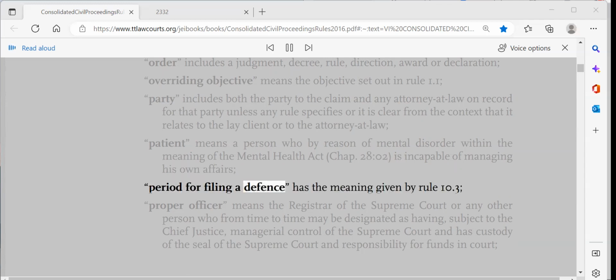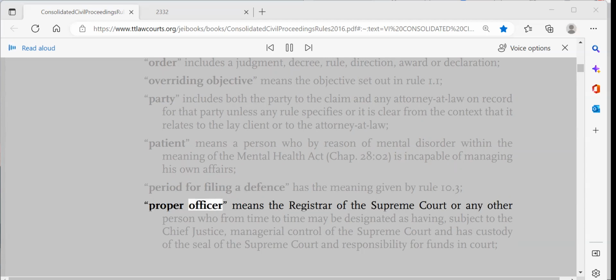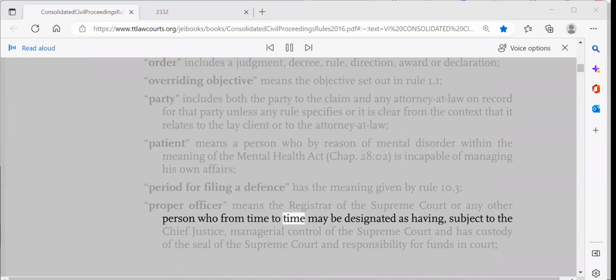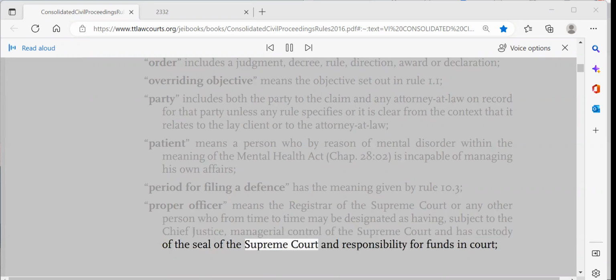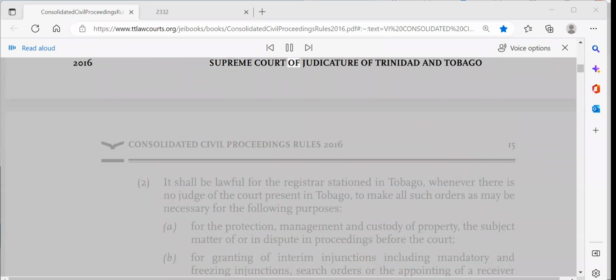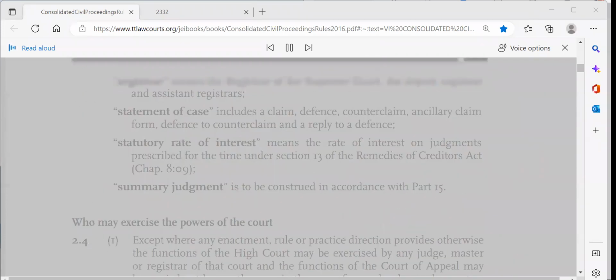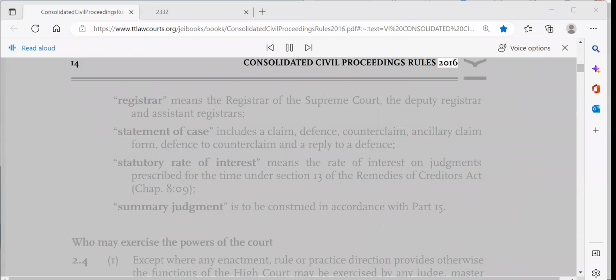Period for filing a defense has the meaning given by Rule 10.3. Proper officer means the registrar of the Supreme Court or any other person who from time to time may be designated as having, subject to the Chief Justice, managerial control of the Supreme Court and has custody of the seal of the Supreme Court and responsibility for funds in court. 2016 Supreme Court of Judicature of Trinidad and Tobago. 14 Consolidated Civil Proceedings Rules, 2016.